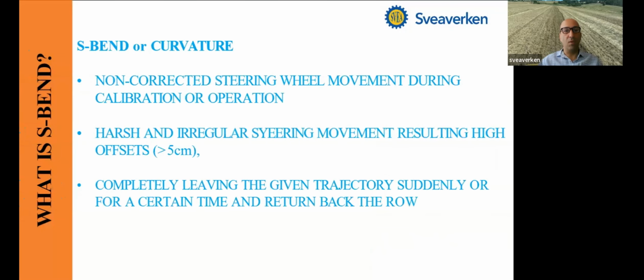Let's start with what is SBend, because we all try to define this differently. SBend, or a curvature, is a non-corrected steering wheel movement during calibration or operation. Harsh and irregular steering movement resulting in high offsets, mostly larger than 5 centimeters. Completely leaving the given trajectory suddenly or for a certain time and then returning back to the row. So all of these are SBends.